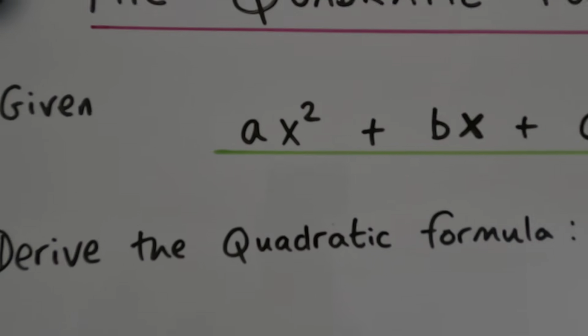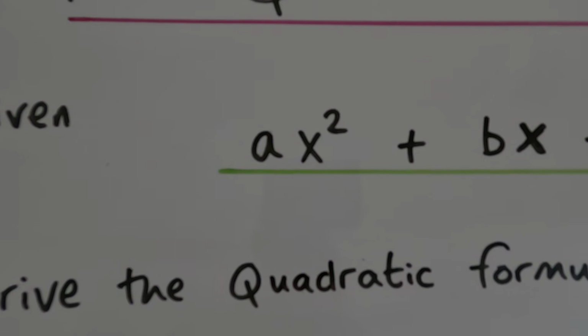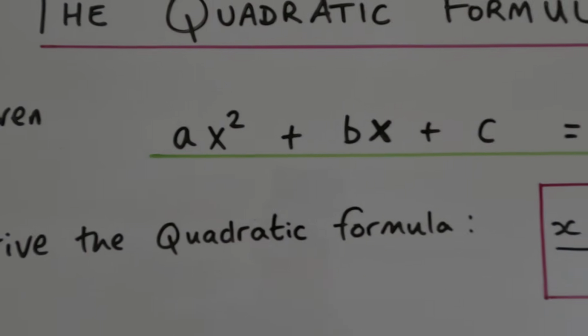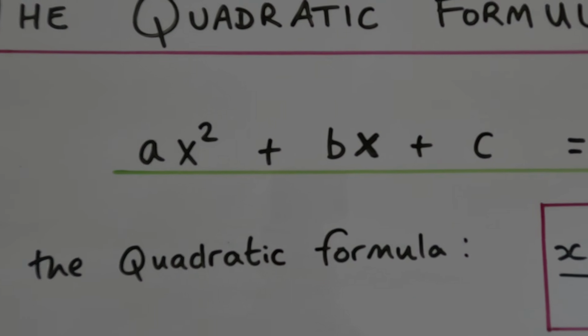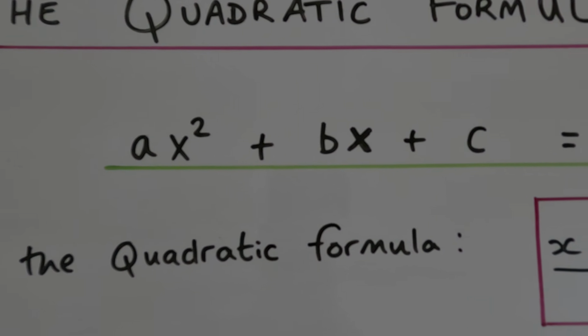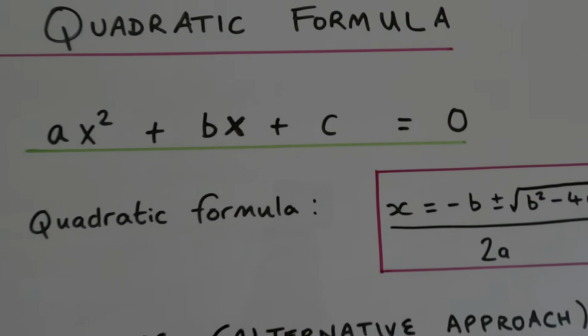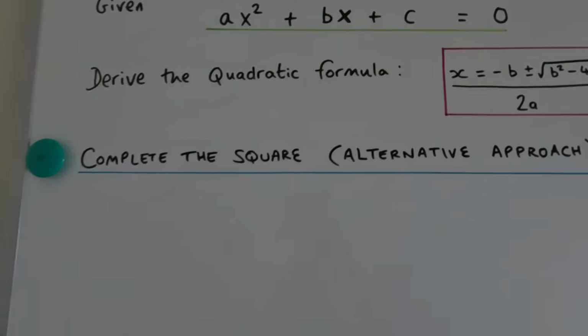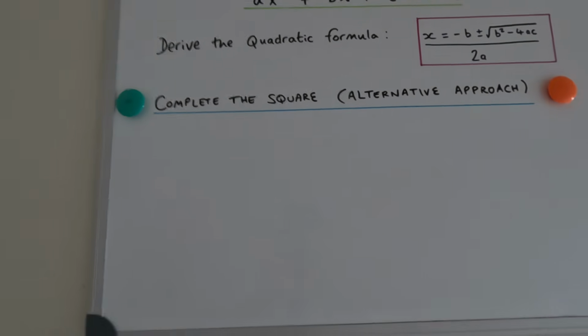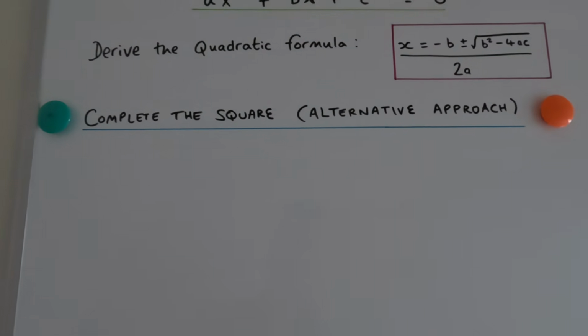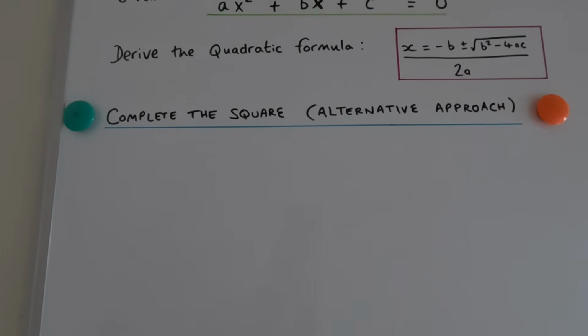In my other videos, I have eliminated a, so I've divided across by a as a first step. So we have x squared plus b over a x plus c over a equals 0. So in the following approaches, I'm not going to do it that way. So I'm going to do it slightly different.